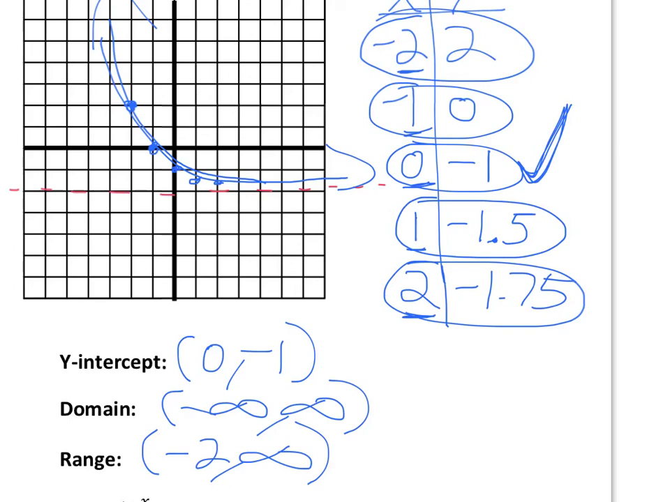Okay, and that's pretty much it. So again, you're relying on your XY chart, but the main thing is to identify that vertical shift. That's where the exponential curve never crosses that line.